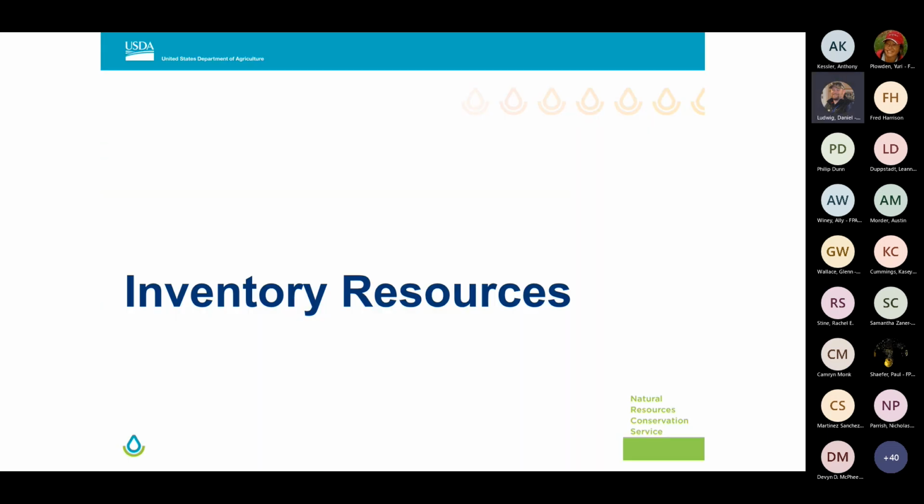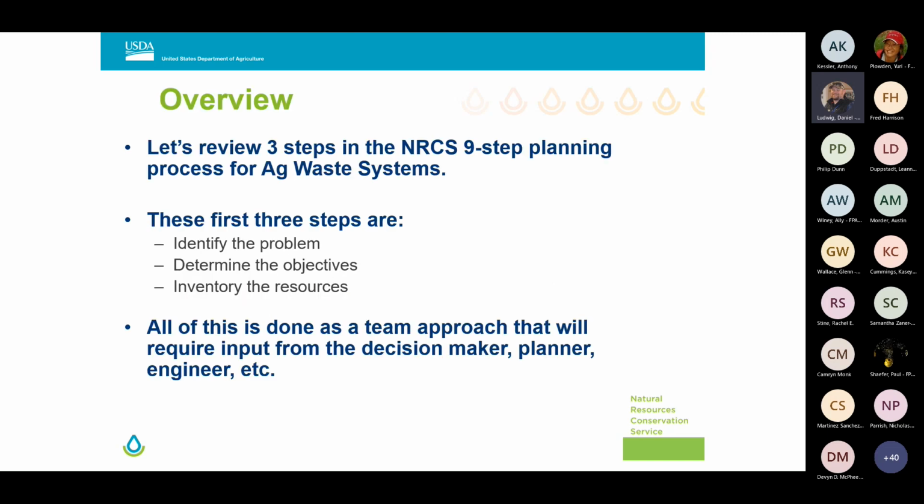Let's talk a little bit about inventorying our resources when we go out to the farm. Here we're going to do this on, I stole this presentation from Pete Vanderstappen. Pete does such great PowerPoints and presentations that we just got to keep using them. So when we're inventorying our resources, let's look at the first 3 steps in the process, and we'll use our ag waste system as our model.